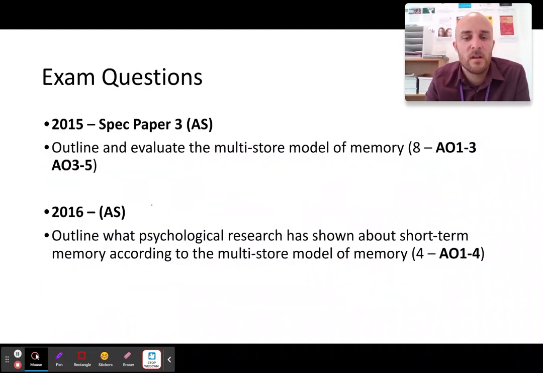In terms of questions, you're highly likely going to get a question on this. It's one of AQA's favorite points to ask about the multi-store model because they feel students don't really know about it that much. As always, I hope this is useful.